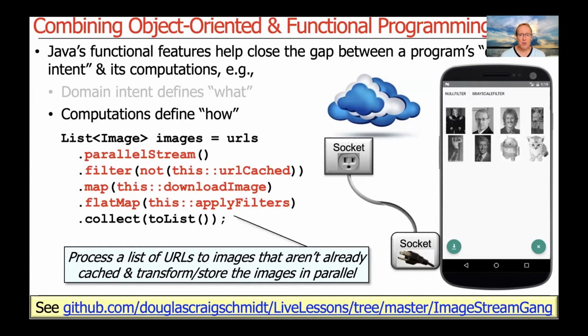What's cool about this particular way of doing things is that the actual code, the computations that we implement, are pretty much a one-to-one mapping onto the domain intent. And that's really powerful because once you understand what the domain intent is and once you know how to read the syntax and understand the semantics for parallel streams, it's very straightforward to map these things one-to-one.